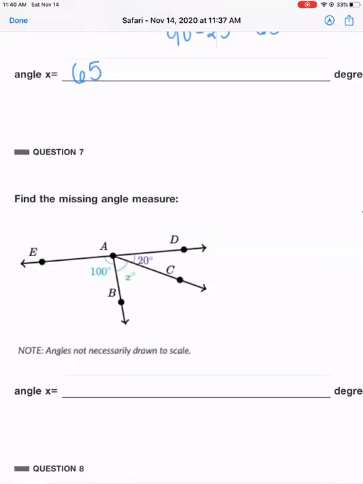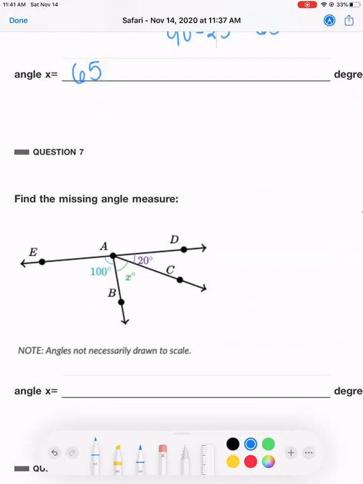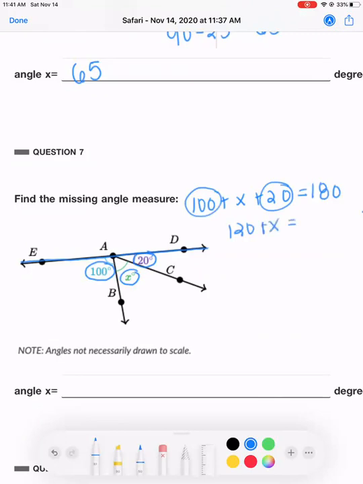Okay, question number 7. Again, finding the missing angle, and let's see what I'm given. So I notice here that I have a straight line. I know straight lines have an angle of 180 degrees. So that means that this whole angle here has to be 180. Well, right now that whole angle is made up of 100, x, and 20. So 100 plus x plus 20 has to equal 180. Well, I can combine like terms here. 120 plus x has to equal 180, and I can just subtract 120 from both sides to find out that x is equal to 60 degrees.